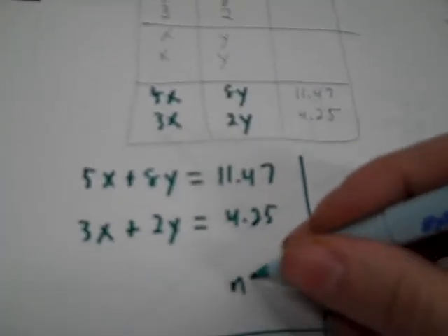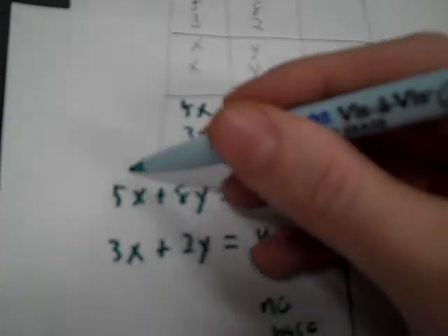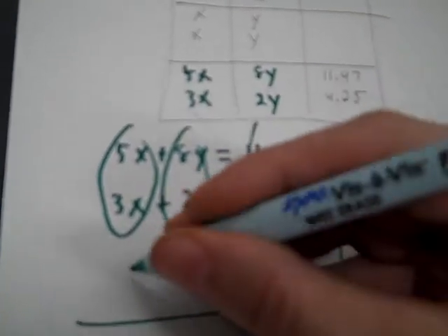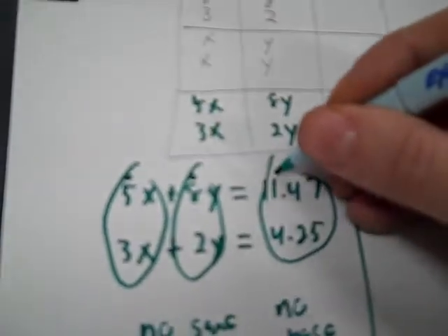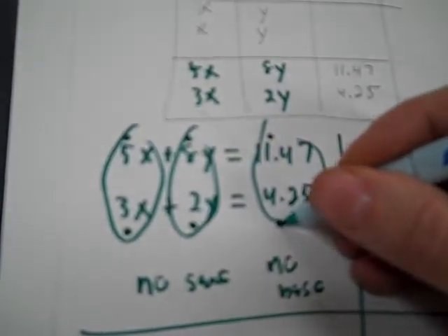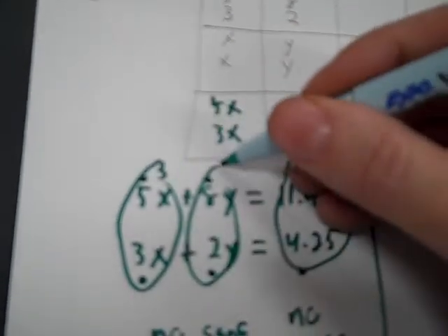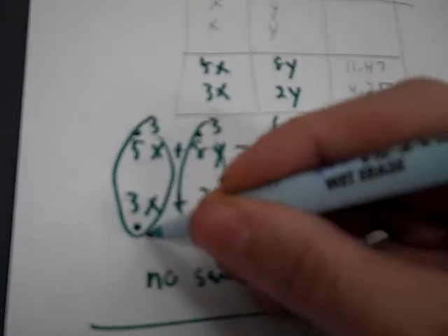Okay, now there's no base. So I circle, circle, circle. 5 and 3 aren't the same, 8 and 2 aren't the same, so no same. So now I go dot, dot, dot. So 3, 3, 3, and 5, 5, 5. So 5 times 3 is 15 with x. 8 times 3 is 24 with y. And I'll be taking 11.47 times 3, 34.41.